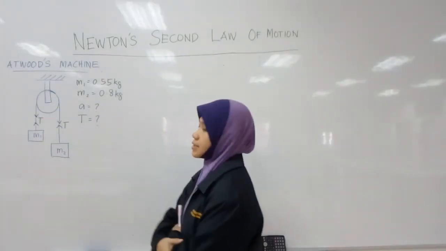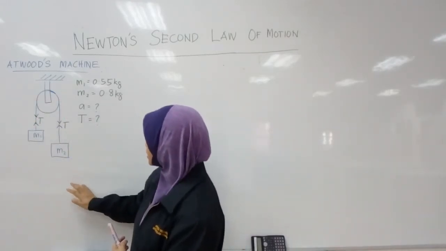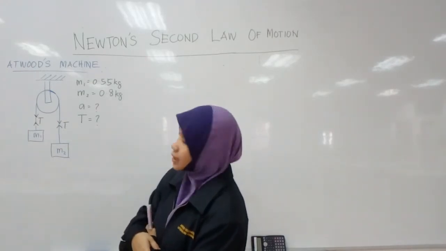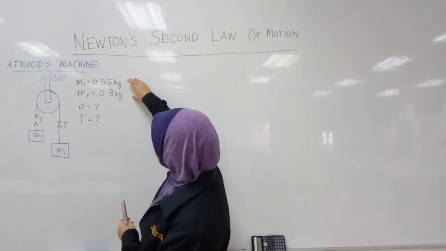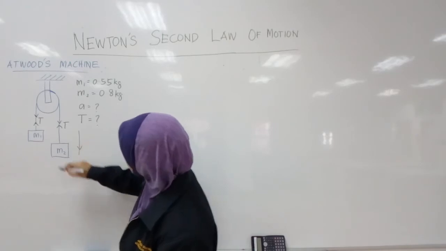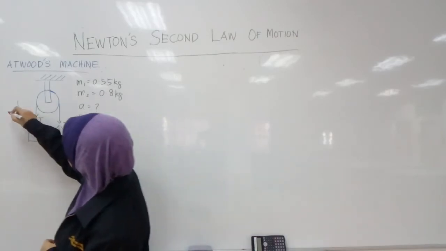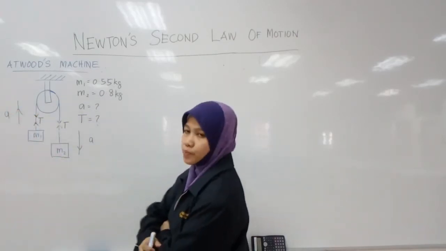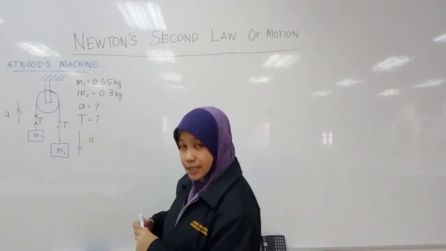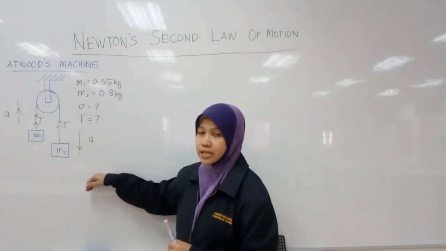From this problem, you are asked to find the acceleration of the object and the tension of the string. By seeing this figure and the values of the masses, by logic we know that M2 will move downward and M1 will move upward. So this is the acceleration of M1 and M2. In these problems, we consider any force in the direction of motion to be positive.